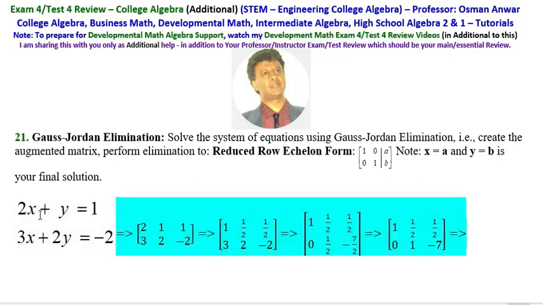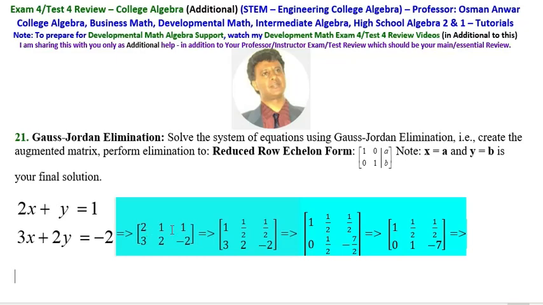So this is 2x plus y equals 1. 3x plus 2y equals minus 2. Then we're going to create a matrix that is x is 2, 3. For y, it is 1, 2, augmented with 1, minus 2. Then the first thing is we're going to turn the 2 to 1. Divide row number 1 by 2.